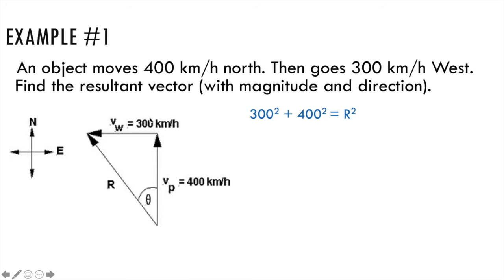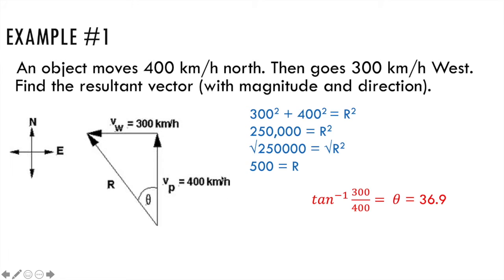So a squared plus b squared equals r squared, my resultant vector squared, since we're solving for the hypotenuse in this case. So 300 squared plus 400 squared is going to equal 250,000, which equals r squared. And then I want to square root that, and I get my answer of 500. So that is my magnitude, all right? And it's in kilometers per hour since that's the units I've been working with.